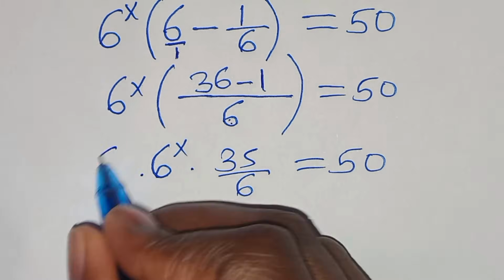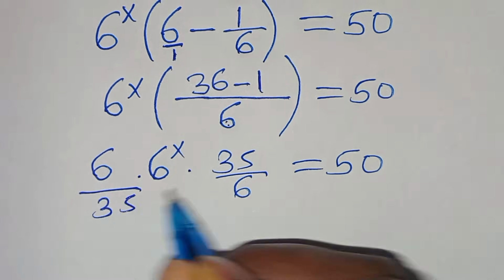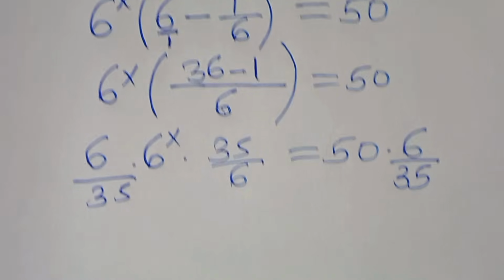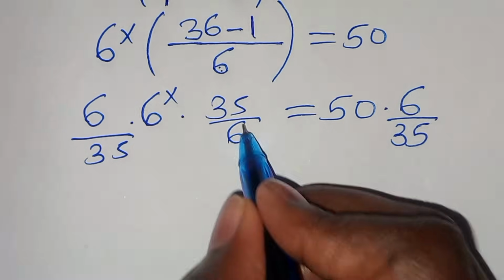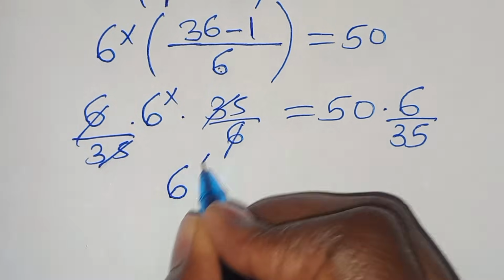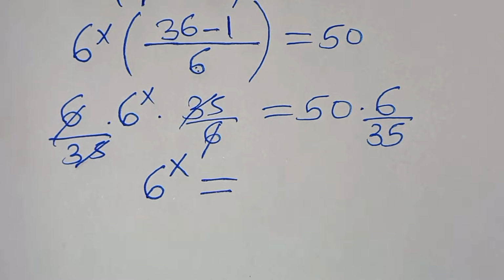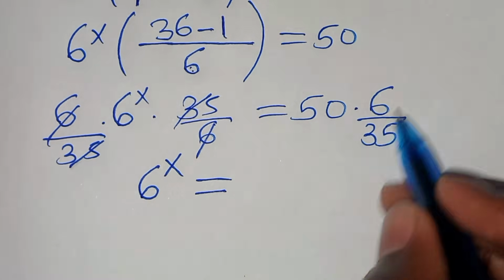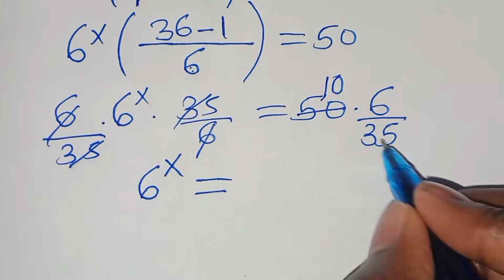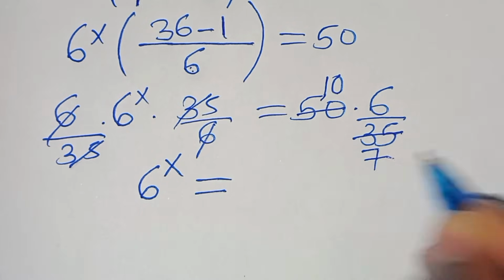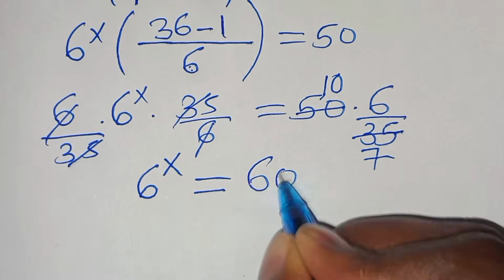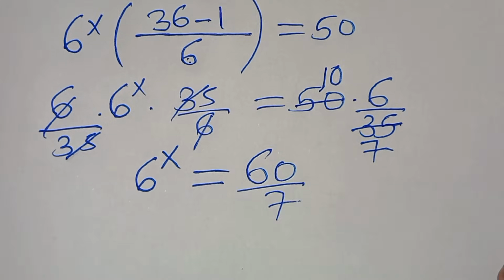So let's multiply both sides by 6 over 35. So let's simplify here, so that we have 6 to the power of x. This is equal to, we can simplify here, 50 divided by 5, this is 10. 35 divided by 5, this is 7. So we have 10 times 6, which is 60 over 7.